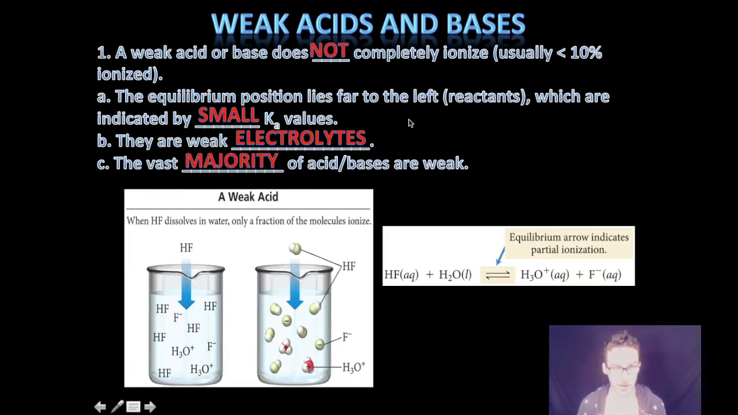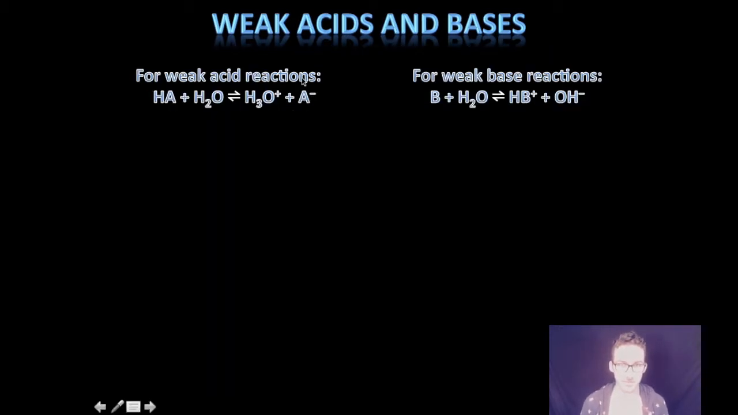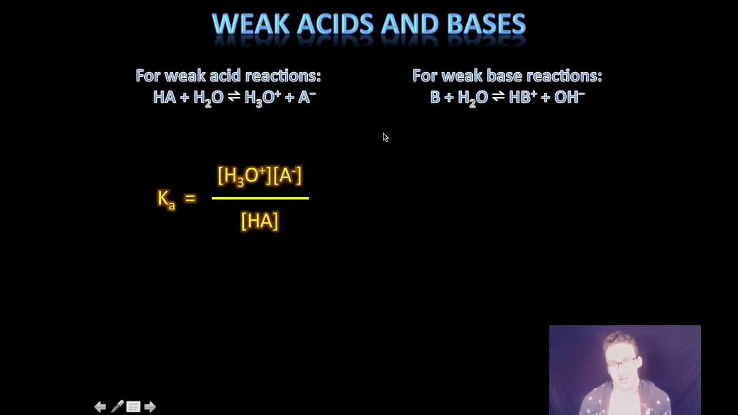Keep in mind that the vast majority of acids and bases are weak. You don't have to memorize a list of those. Just recognize that if it's not one of the strong ones, assume that it's a weak acid or base. All right, so now as we take a look at a couple of reactions for weak acid or weak base, respectively, think about what this means in terms of your equilibrium constant.